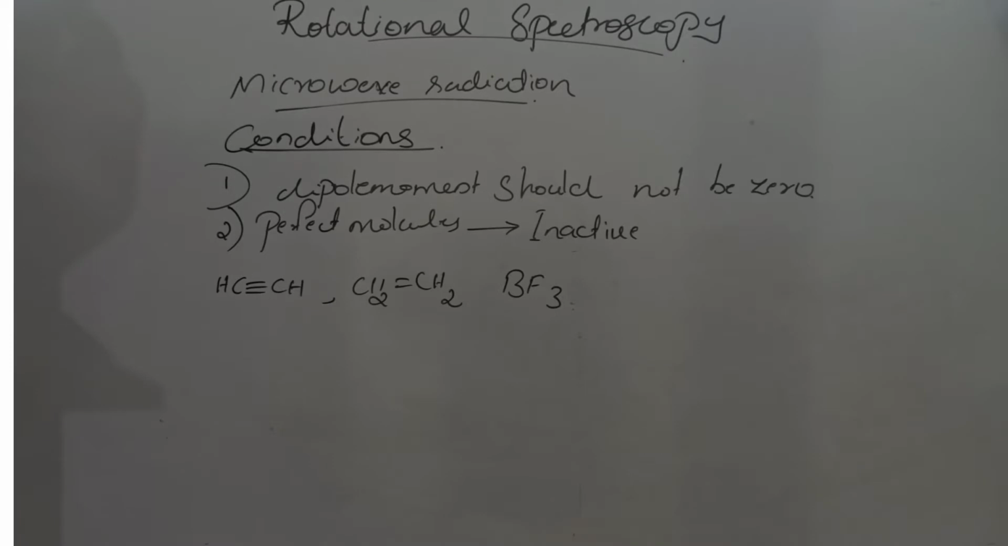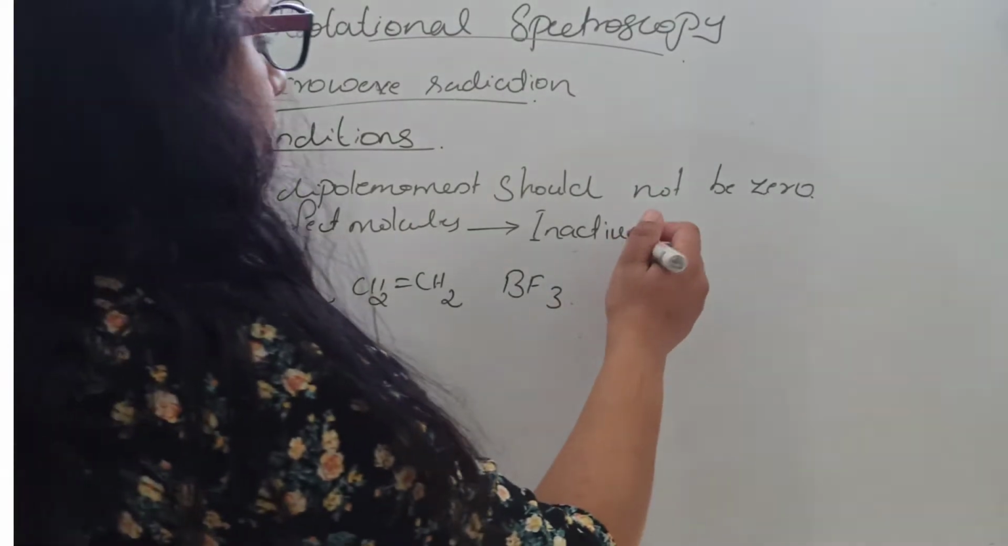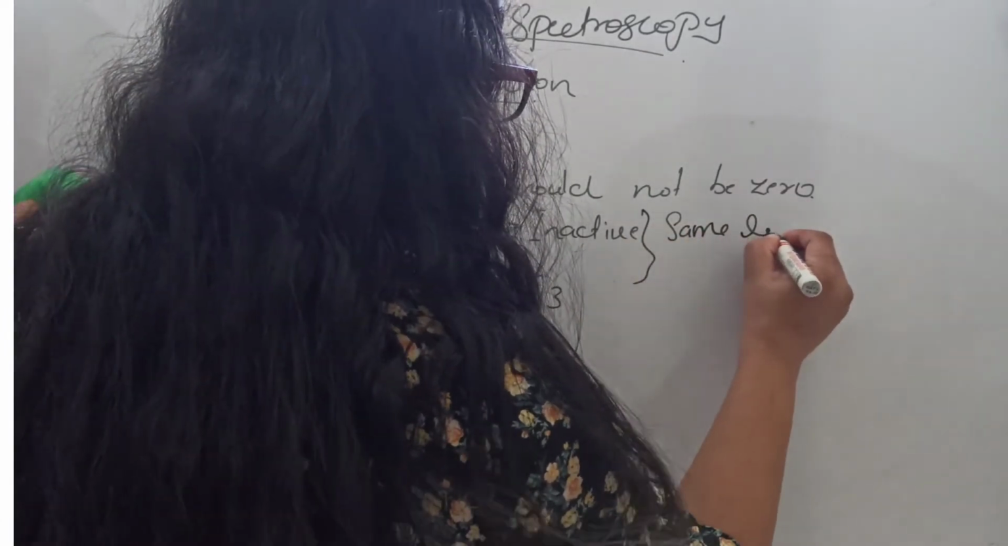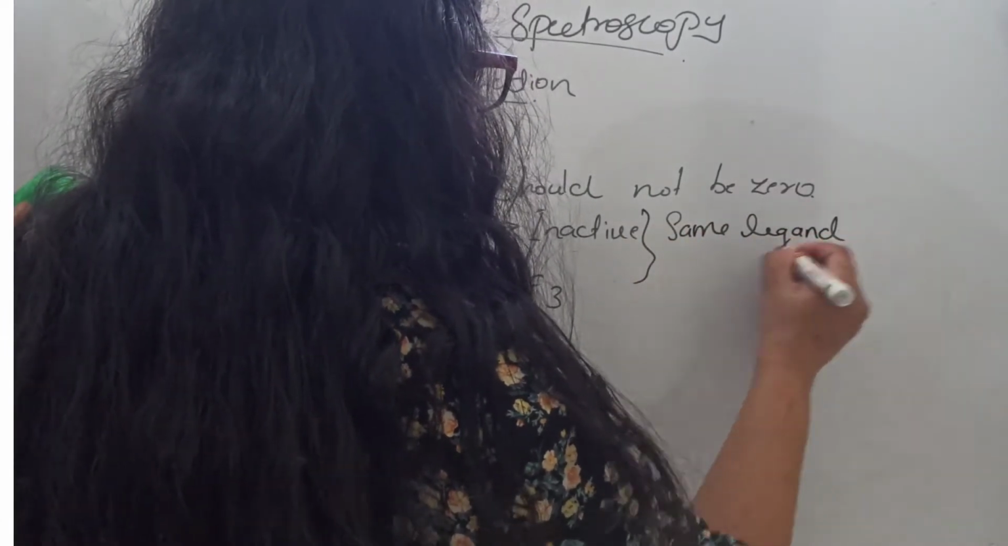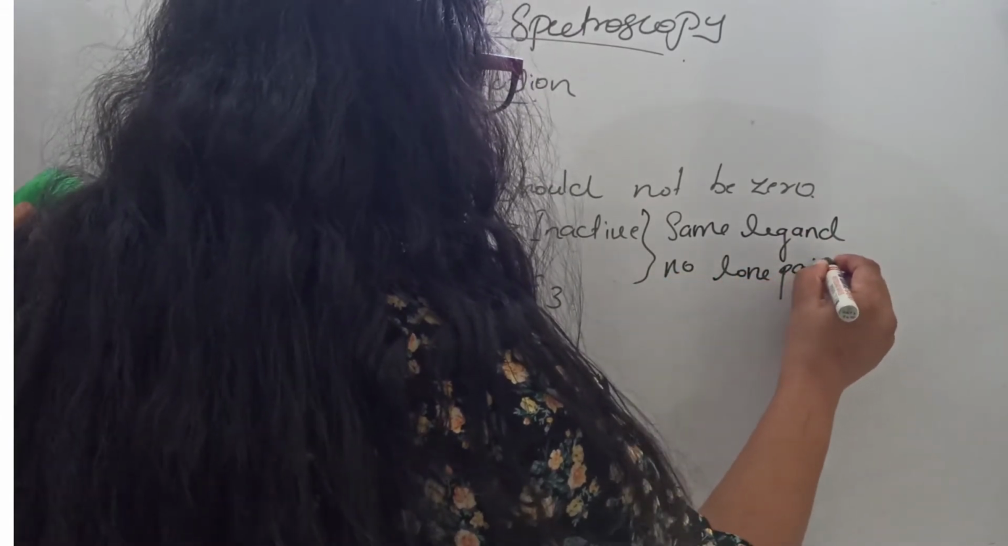This rotational spectroscopy is otherwise called microwave spectroscopy, as you might know. So the inactive molecule, I mean the perfect molecule, will have the same ligands, and there should not be any lone pair on the molecule.